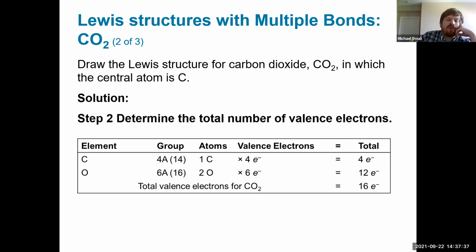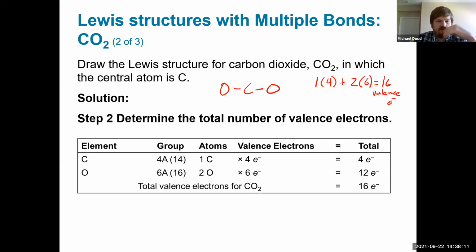Okay, next up what we want to do is we want to go ahead and determine the total number of valence electrons for the molecule. So the way that we do that is we've got CO2, it's O, C, O, and our total number of valence electrons has got to be 1 times carbon, which is 4, plus 2 times oxygen, which has 6, which gives us a total of 16 valence electrons. Okay, so this is what's going to be like a puzzle for us from here on.